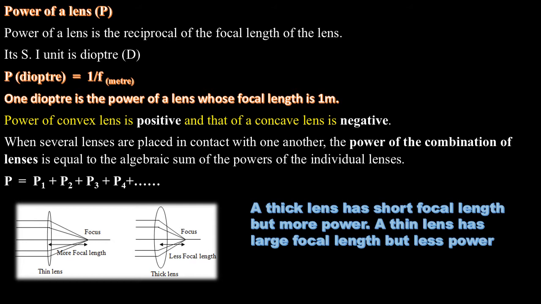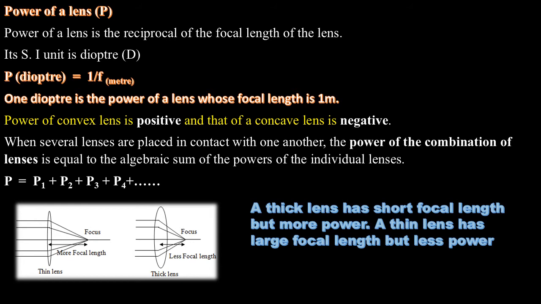So how to define power? Power of a lens is the reciprocal of the focal length of the lens, or we can say it is the degree of convergence or divergence of light rays achieved by a lens. Its SI unit is dioptre, noted by capital D, and the equation is P in dioptre equals 1 by f, where focal length is in meters. So let us define 1 dioptre. 1 dioptre is the power of a lens whose focal length is 1 meter.